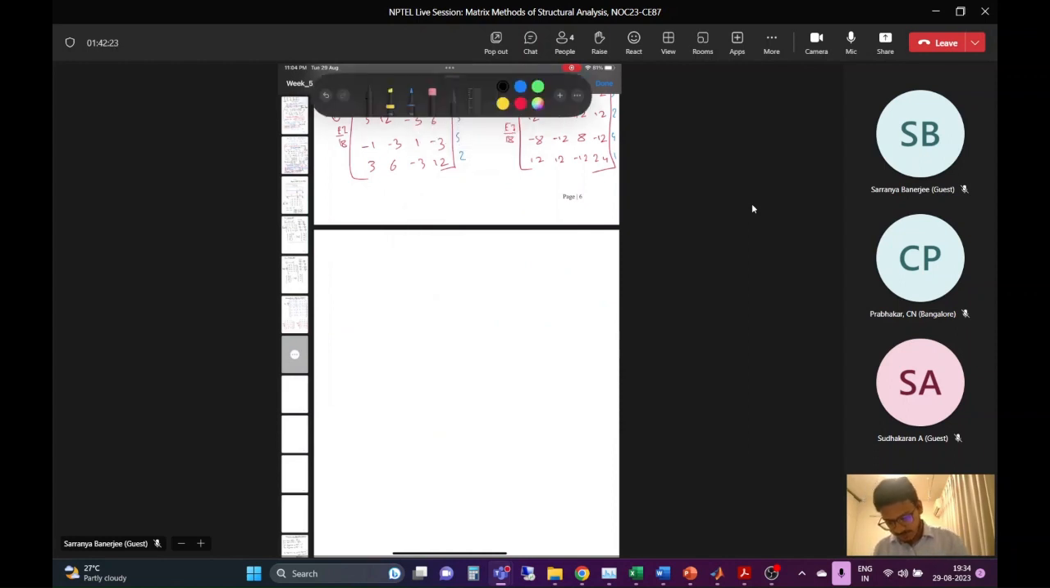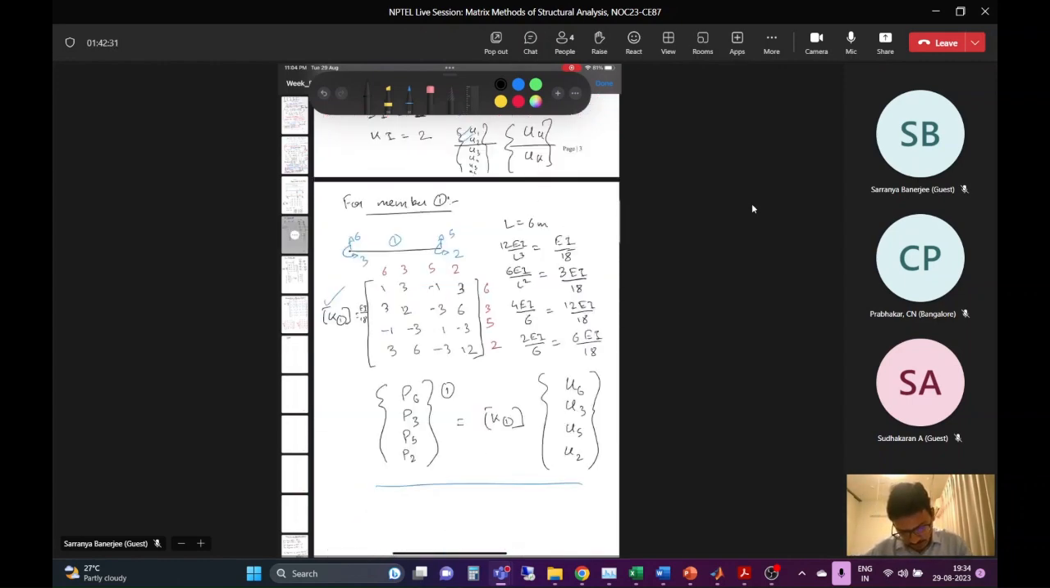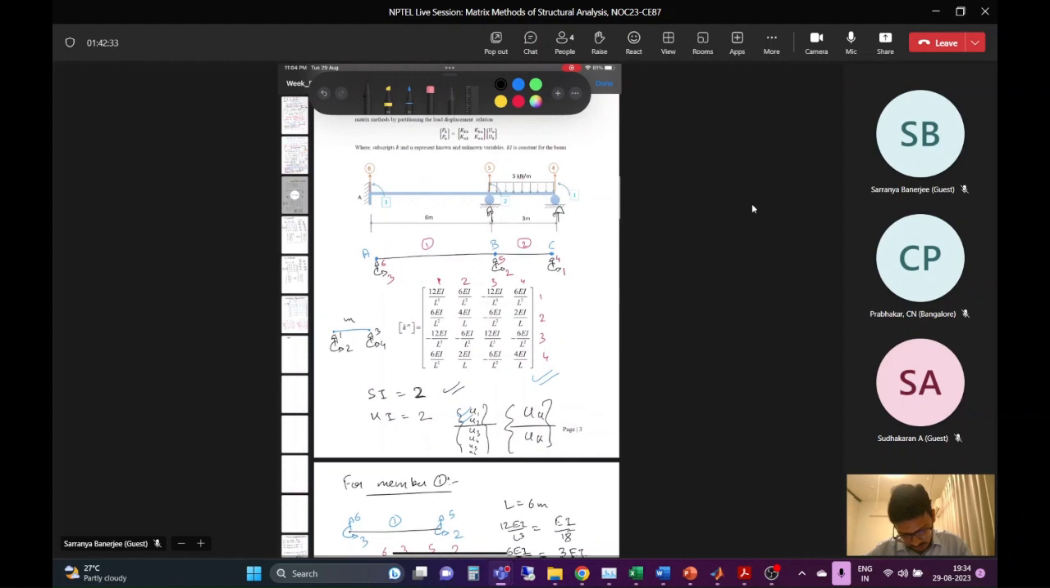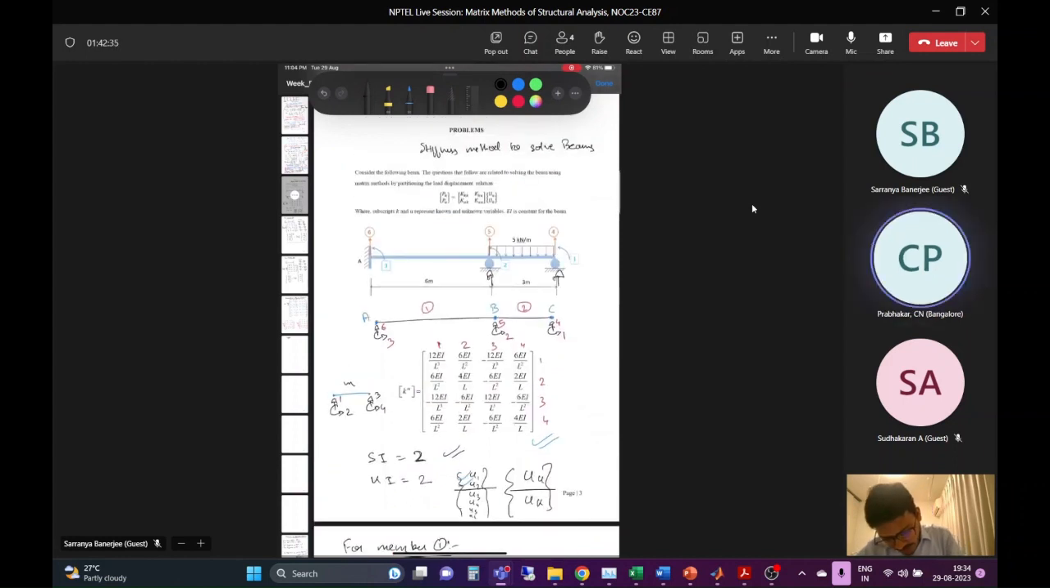Now comes the interesting part. How do you decide the loads on the beam? The loads meaning the equivalent joint loads, this Pk and P unknown. This is where some confusion arises. Okay, we'll discuss later.